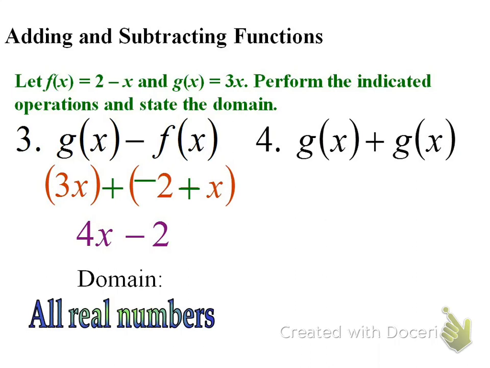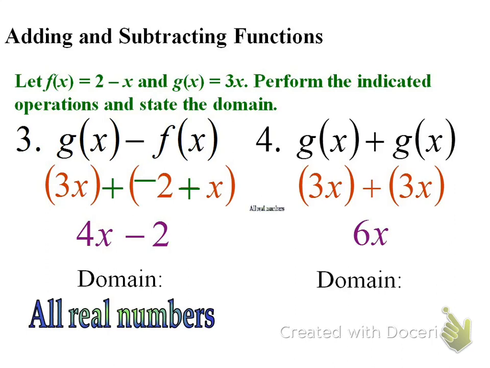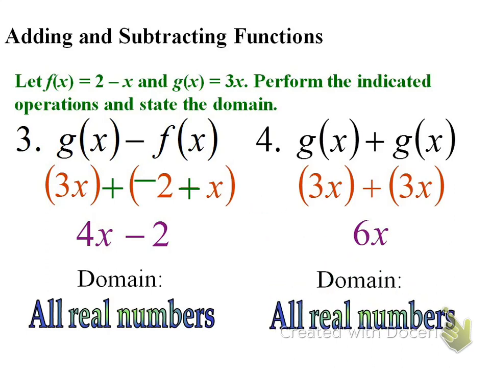I just distributed the negative sign. So I turned it into, instead of positive 2, I turned it into negative 2, and instead of minus x, I turned it into plus x. All right, the next one. This one's kind of interesting because we're taking g of x and we're adding to it g of x. 3x plus 3x is just 6x. Again, no restrictions on our domain for g of x, so no restrictions here either.